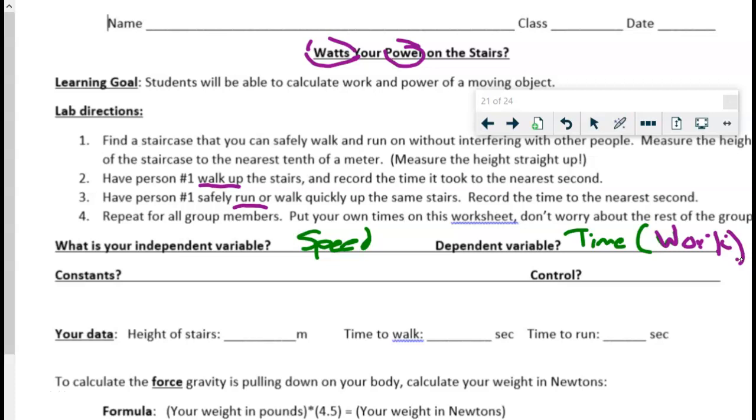Constants are all the things you did the same going up and down the stairs. And the control, usually people are going to walk up the stairs. They are not going to run. So I would recommend walk as your control.